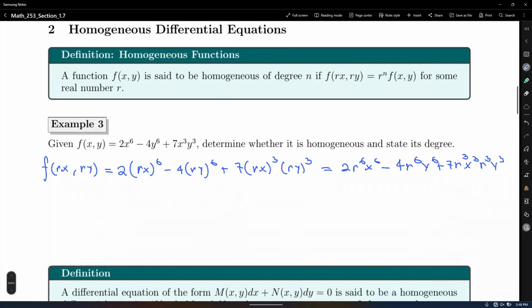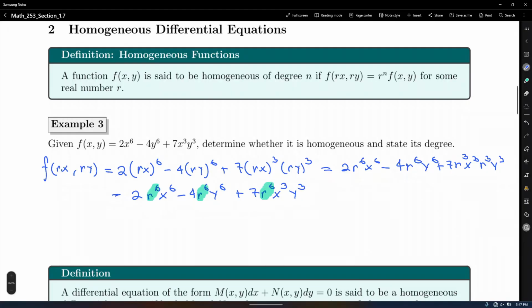The first two terms, just leave them the way they are. That is 2 times r to the 6 x to the 6 minus 4r to the 6 y to the 6, and what's next? Plus 7. The only thing we can do for the very last term is to multiply the r cubed with the other r cubed, giving us an r to the 6, x to the 3rd, y to the 3rd.